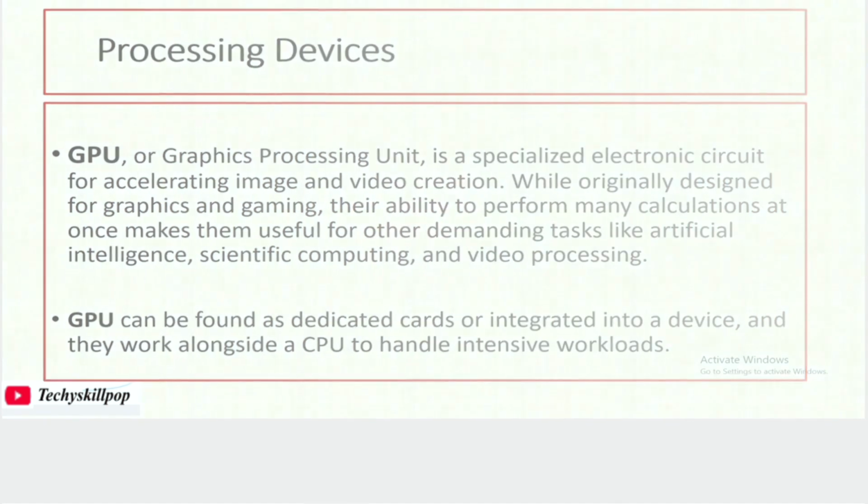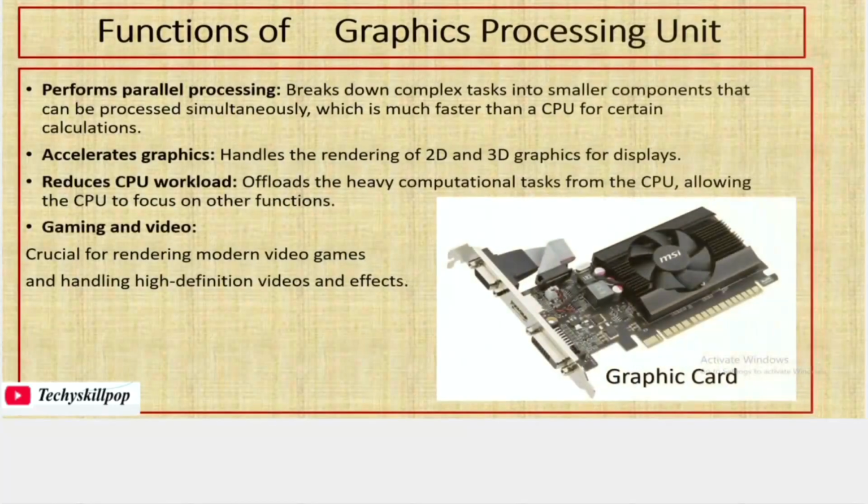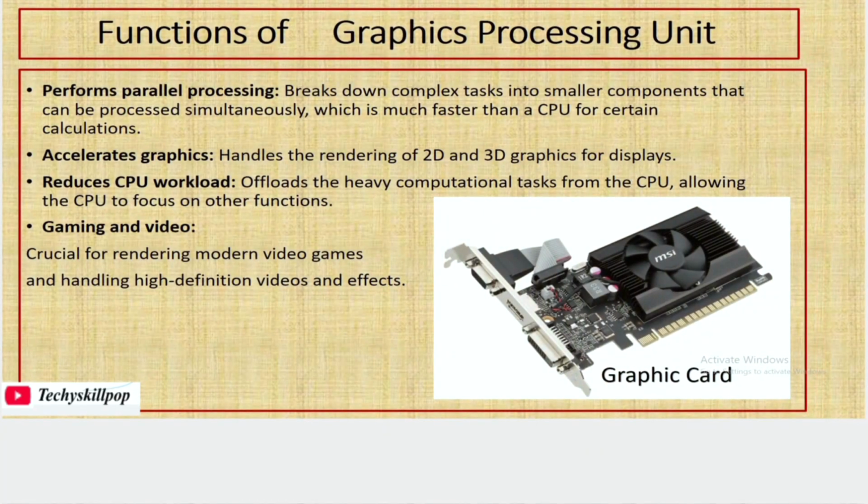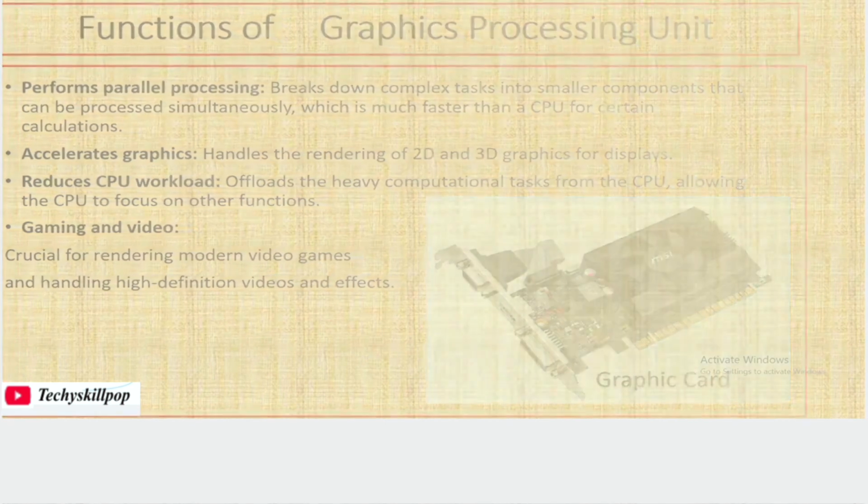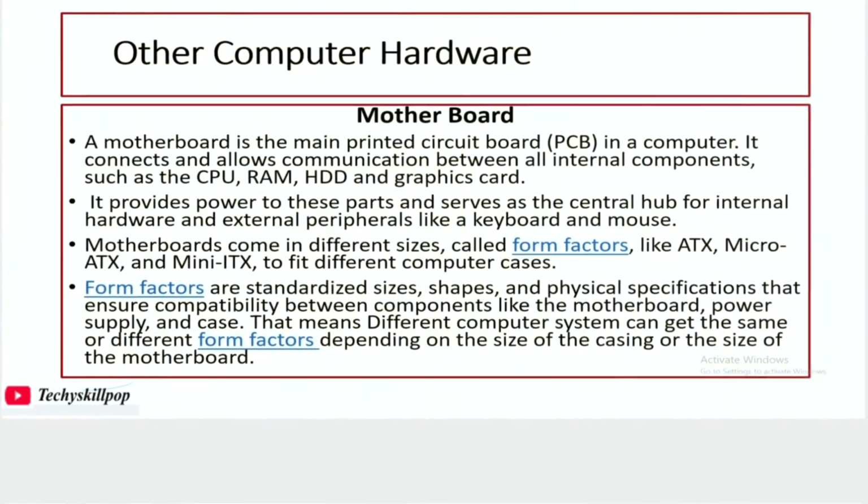Functions of the graphic processing unit: it performs parallel processing, breaking down complex tasks into smaller components that can be processed simultaneously, which is much faster than a CPU for certain calculations. Accelerates graphics: it handles the rendering of 2D and 3D graphics for display. Reduces CPU workload: it offloads the heavy computation tasks from the CPU, allowing the CPU to focus on other functions. Gaming and video: crucial for rendering modern video games and handling high-definition videos and effects.